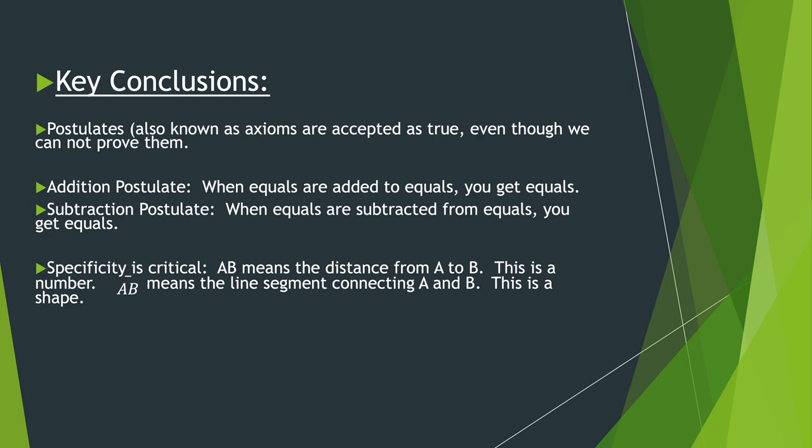Specificity is critical. AB means the distance from A to B. This is a number. Segment AB means the line segment connecting A and B. This is a shape. Okay, we'll get on to basic shapes next.